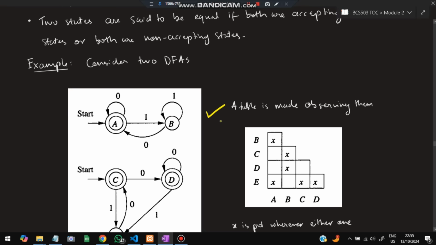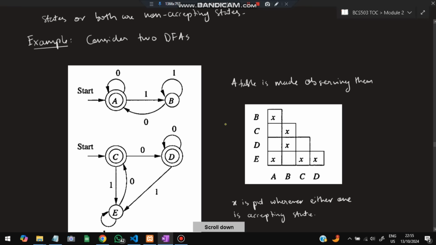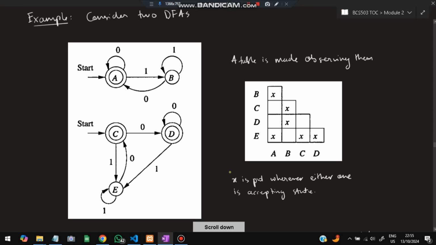As you can see, one DFA is this one and the second DFA is this one. Now based on these DFAs, write the states here: B, C, D, E you write here and A, B, C, D you write here. After you have written this, you have to put X wherever, for example, this is B and this is A. Now observe this diagram. In this diagram, B is a non-accepting state and A is an accepting state. If that happens, put an X. If one of them is accepting and the other is non-accepting, then you have to put X. Based on that, you have to put all the X values here.